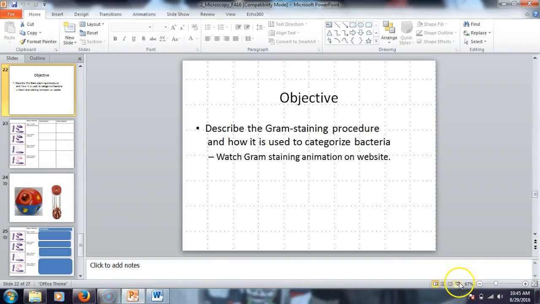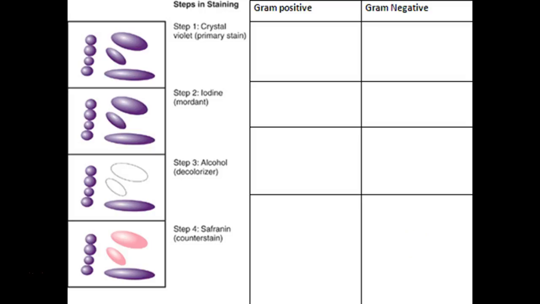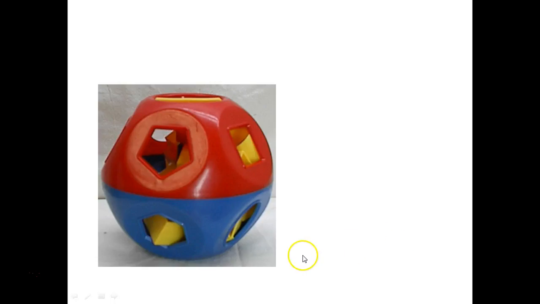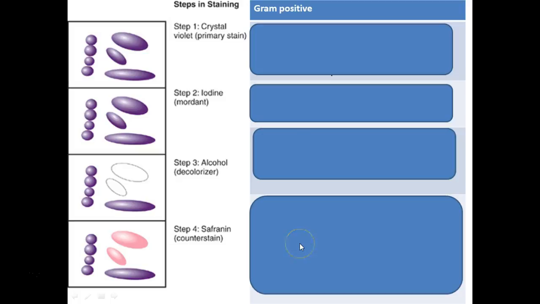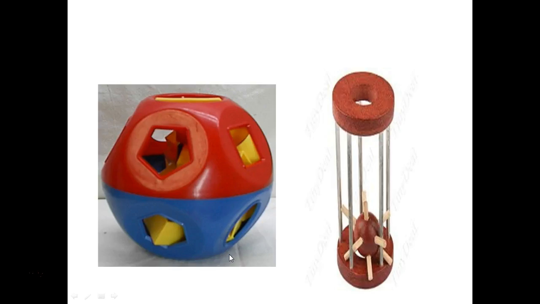So you know me. I love tables, right? See if you can fill it in. See if you can remember what happens at each step and why. And then the answers are here, but I'm not going to give them to you yet. That's homework.